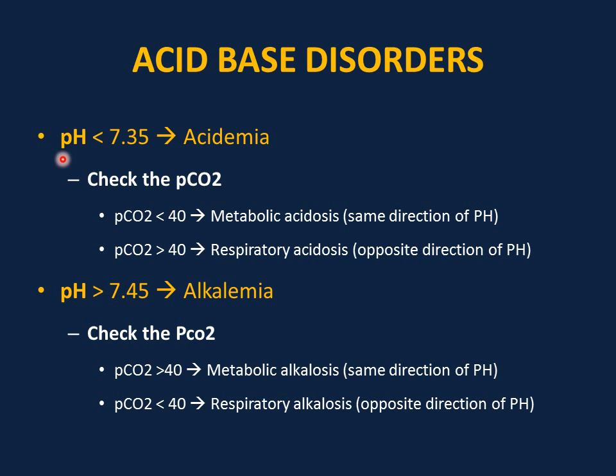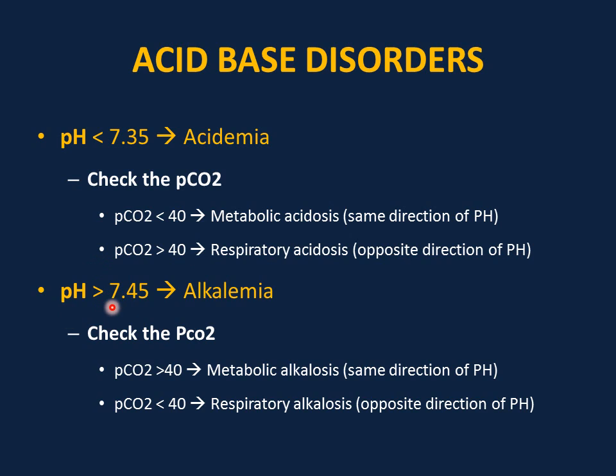So again, when you are checking ABG, check the pH first. If the pH is less than 7.35, this is acidemia. You want to know if this acidemia is because of metabolic acidosis or respiratory acidosis. So the next step is to check the PCO2. If the PCO2 is less than 40, it is metabolic acidosis. If the PCO2 is more than 40, it is respiratory acidosis.